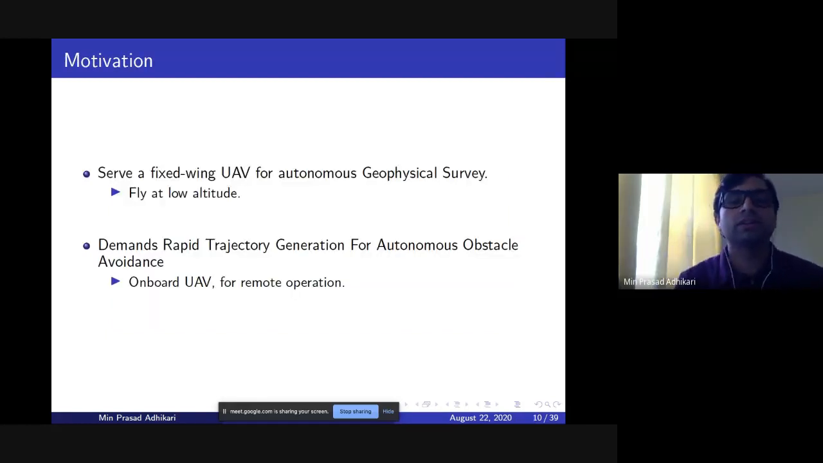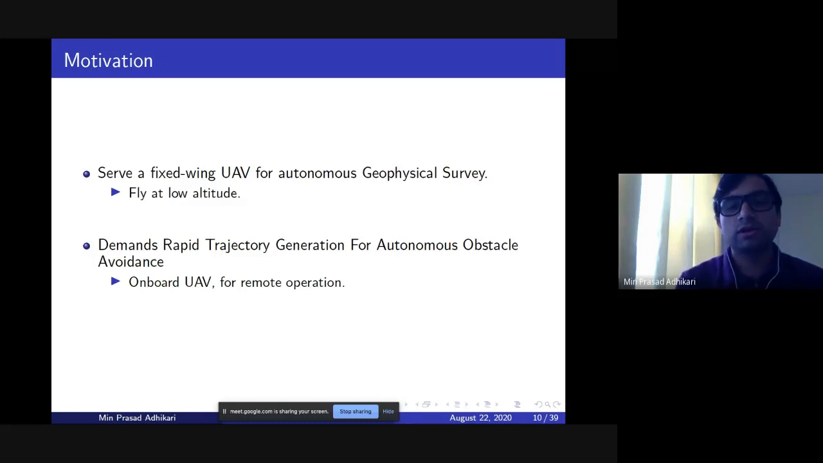So the motivation for my research was to serve a fixed-wing UAV for autonomous geophysical survey. This survey has to happen in poorly known terrain, meaning that you do not know much information about the terrain, and you want to survey a large area, so the UAV might be out of sight. You want to capture high quality survey data, so you want to be flying really low, meaning low altitude from the ground.